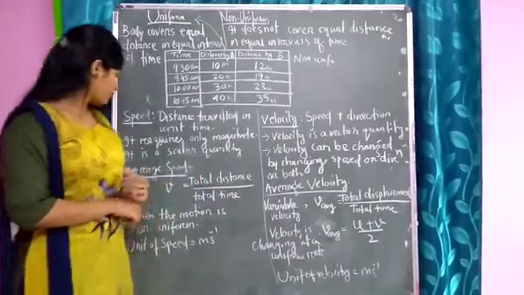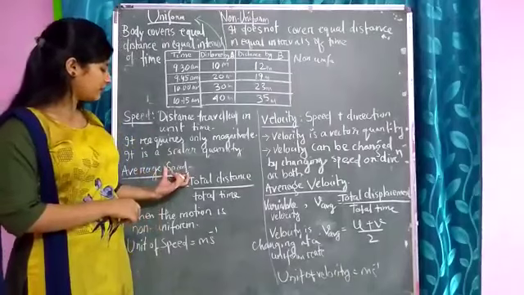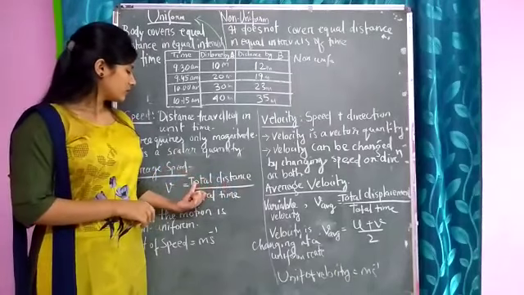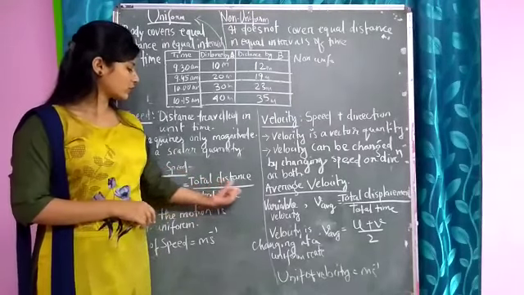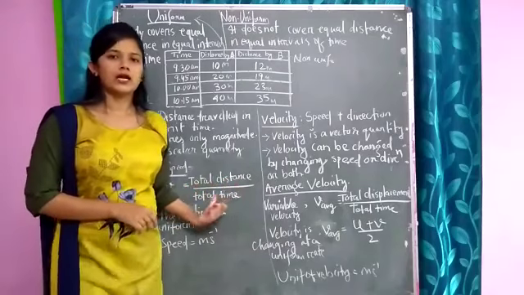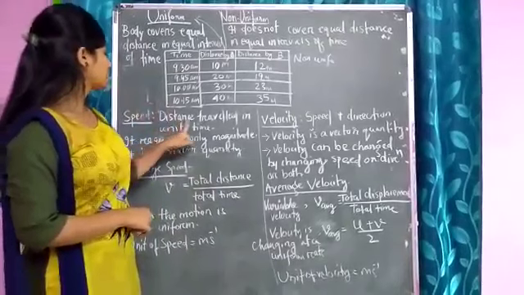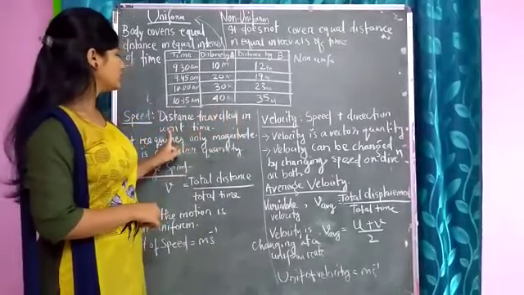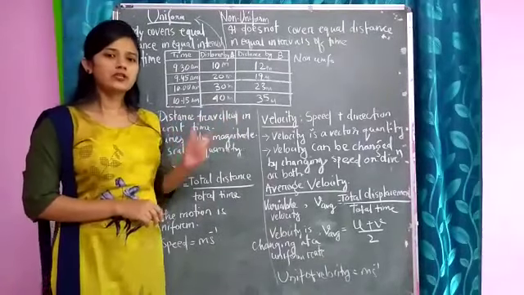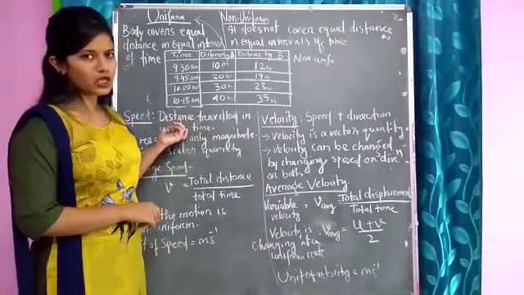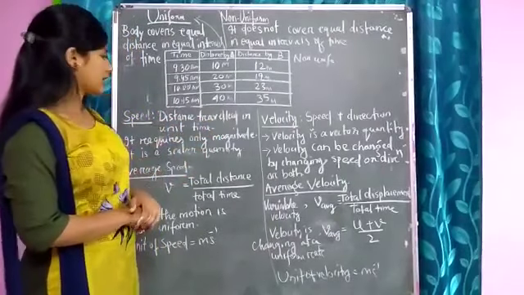So what is the formula for speed? That is the ratio of total distance to total time. We will define speed as the distance travelled in unit time. What is the distance travelled by the body in unit time?